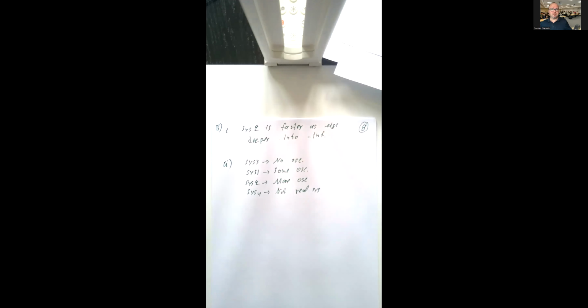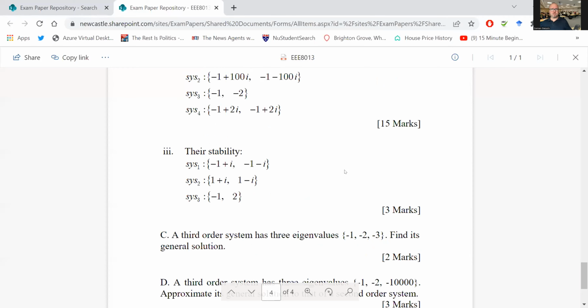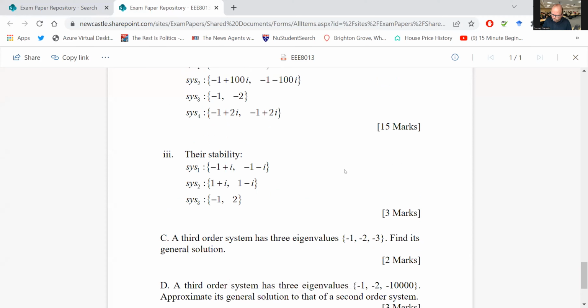So let's go now to the next bit and determine the stability. So 1, 2, 3. Okay, then in order for me to check the stability of a system, I need to check the real part of my eigenvalues. I can immediately see that this is going to be unstable because I have a +2. So system 3 is unstable, as there is one eigenvalue that is positive.